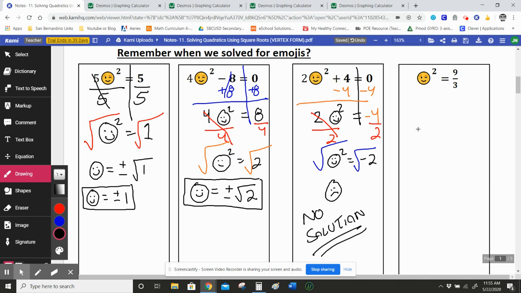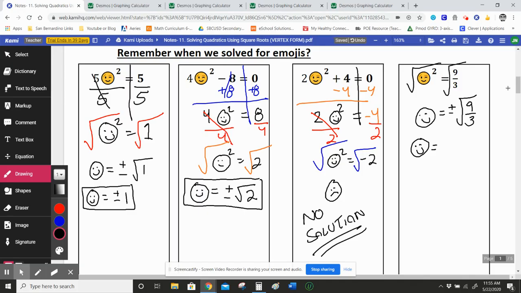The last one that I have for you guys before actually moving to some numbers is this one right here. All we have to do to solve for the emoji is take the square root of both sides, right? If I take the square root of both sides, I have the emoji here, not squared anymore, is equal to plus or minus the square root of 9/3. Don't forget the plus or minus, very important. So that emoji, happy face emoji, is equal to this.